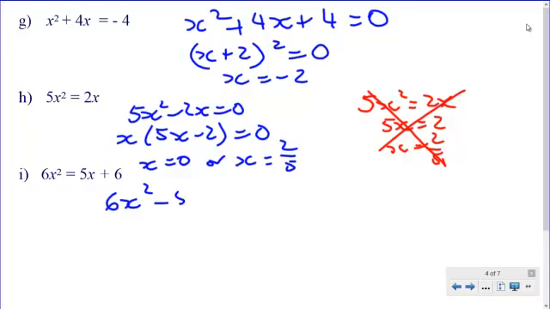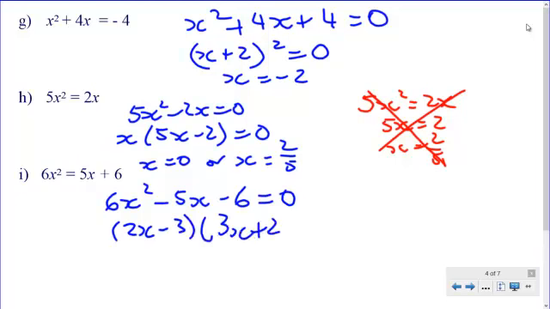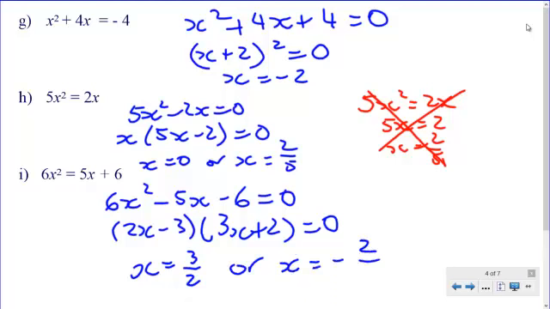And finally, 6x squared is equal to 5x plus 6. We need to transform it so that all terms are on the left-hand side. And here's where you have to be good at factorising non-monic trinomials. This factorises to (2x minus 3) times (3x plus 2), giving us the solutions x is equal to 3 on 2, or x is equal to negative 2 on 3.